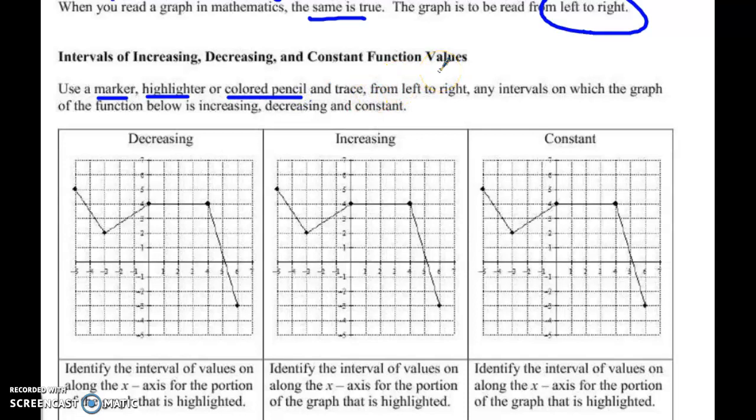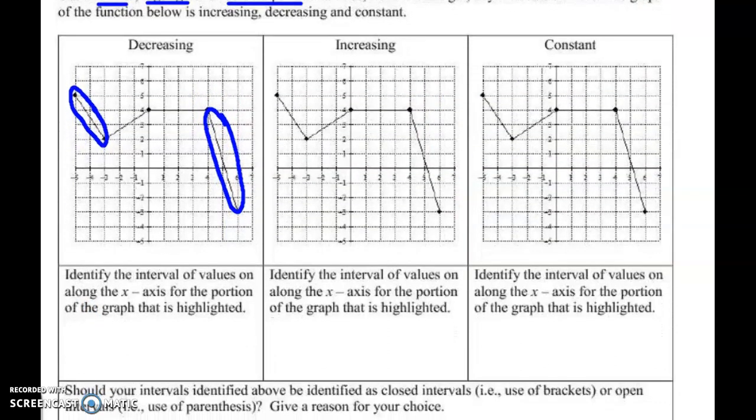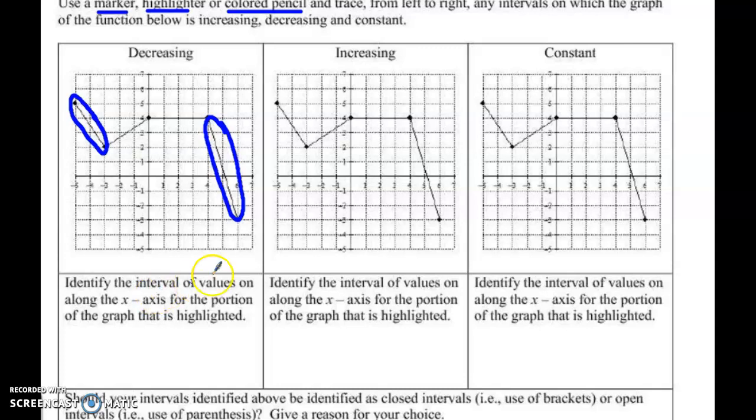From left to right, where a function is decreasing, that means going down as we read left to right. So this interval from here to here is considered decreasing, and then here definitely going up, so not decreasing. This is staying the same or constant, and it's also going down over here.